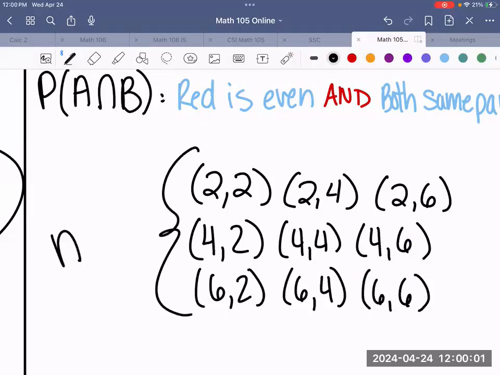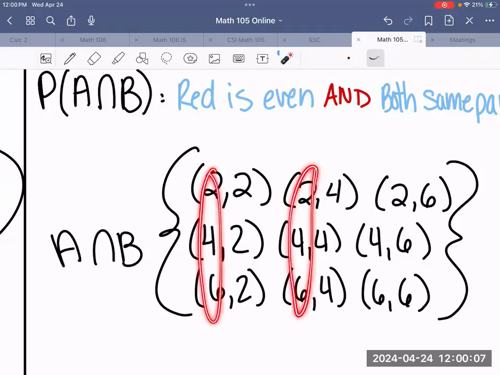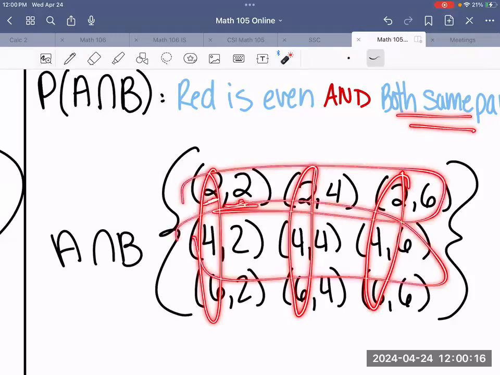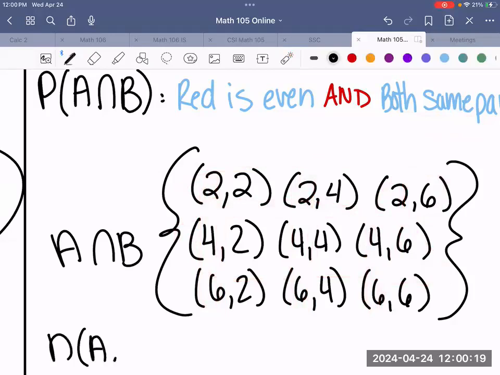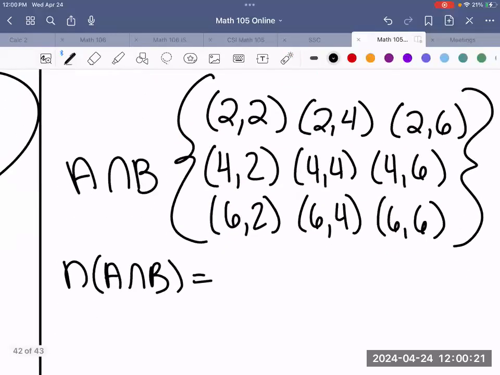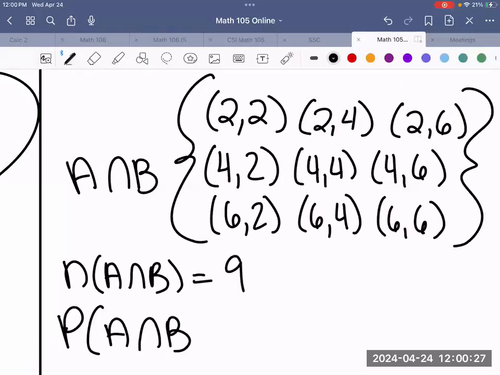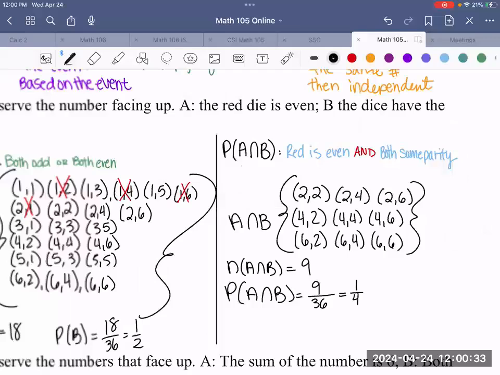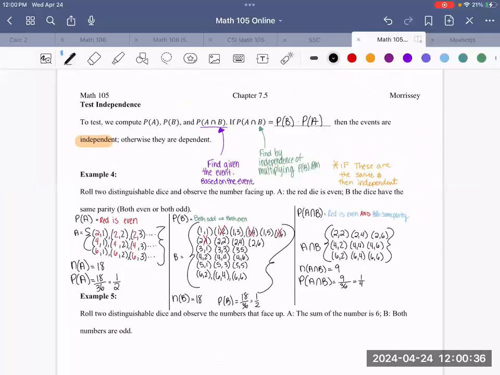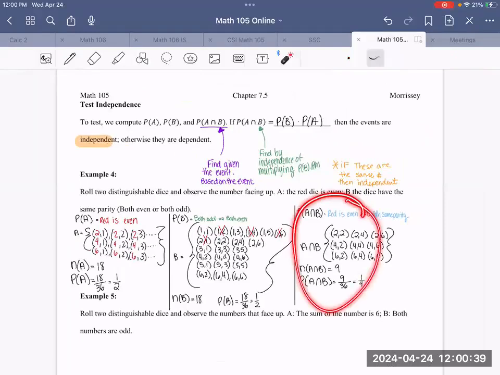So this is A and B, right? Red is even. This can all be the red one here. And then both of the same parity. So because your red is even, then that means we're only looking at your even options. So then what is A and B, or how many? We have 9. So then what is the probability of A and B? 9 out of 36, or I believe that's 1/4. So this is how you get to this value, right? A and B. Now let's test for independence.